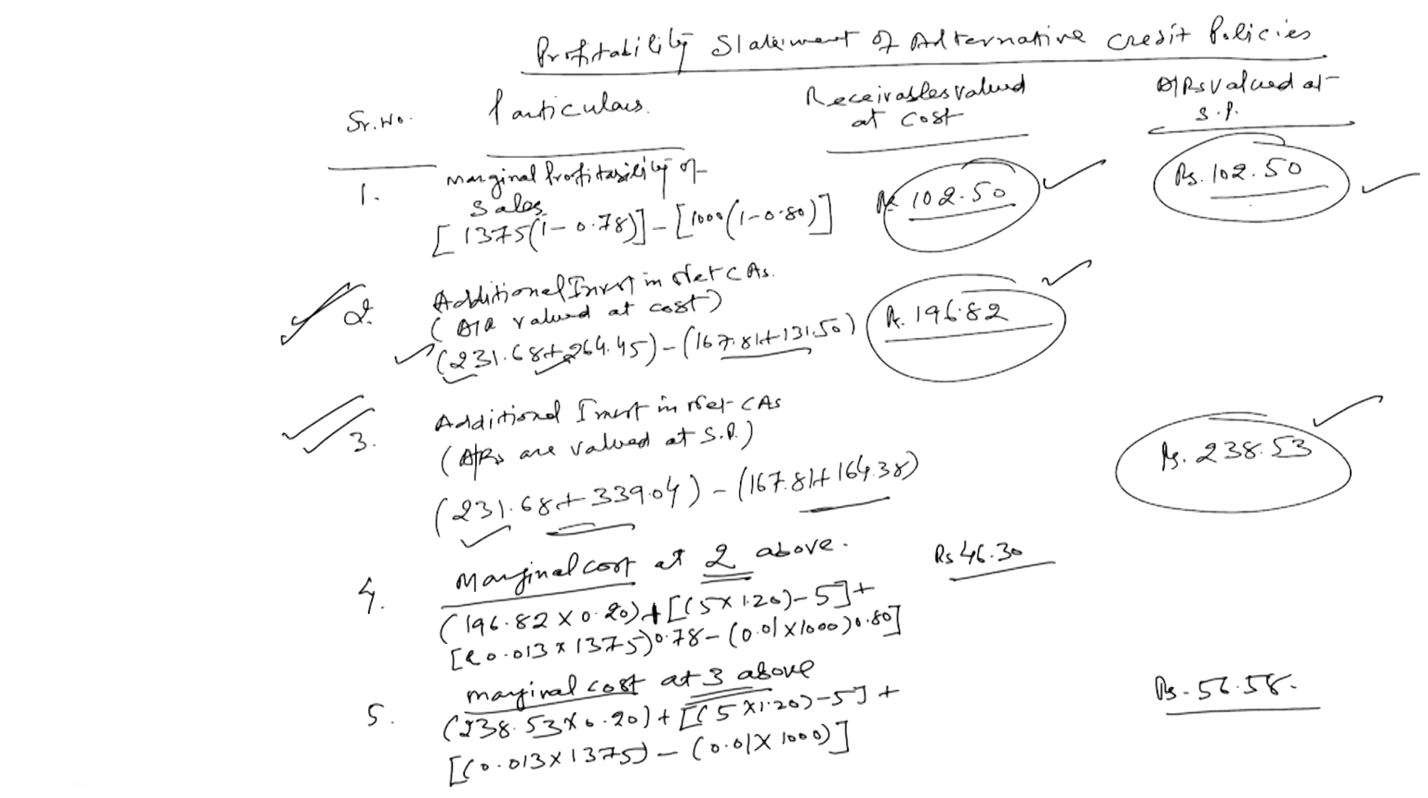Right. And how much is the additional cost of maintaining the additional current assets including accounts receivables? So, the marginal cost, the increase in the cost, when the receivables are valued at cost is 46.3, and in the second case this cost is 56.58. Now, it is time to make the analysis, whether we should relax the credit policy or not.